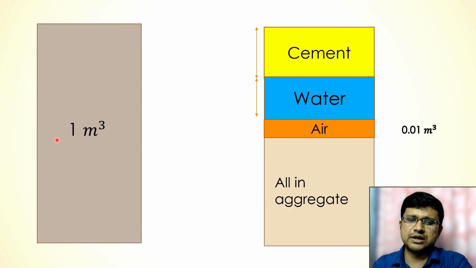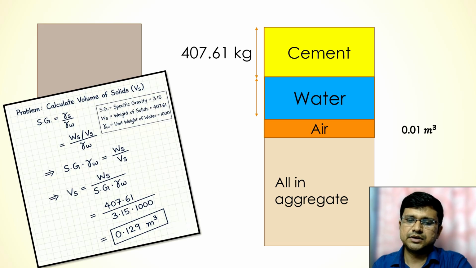So we have total 1 meter cube of concrete. Now we know the weight of cement, which is 407.61 kg. Now by doing this simple calculation, we can get the volume of cement. Now we know that specific gravity equals unit weight of solid by unit weight of water. Now what is unit weight of solid? Unit weight of solid is weight of solid by volume of solid. So specific gravity into unit weight of water equals weight of solid by volume of solid. So volume of solid equals weight of solid by specific gravity into unit weight of water.